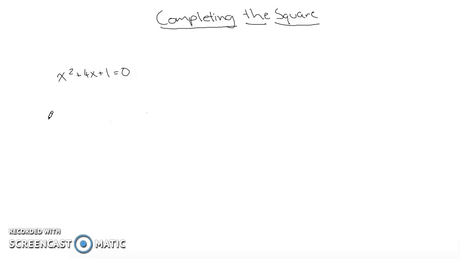So what I would do is I would see that there's no coefficient of x squared, and that's what we want. So we'll take the coefficient of x, 4, and divide it by 2, and we get 2. So we get x squared plus 4x plus 2 squared plus 1 equals 2 squared, because if you add something to one side, you got to add it to the other side. So what is the next thing we do?